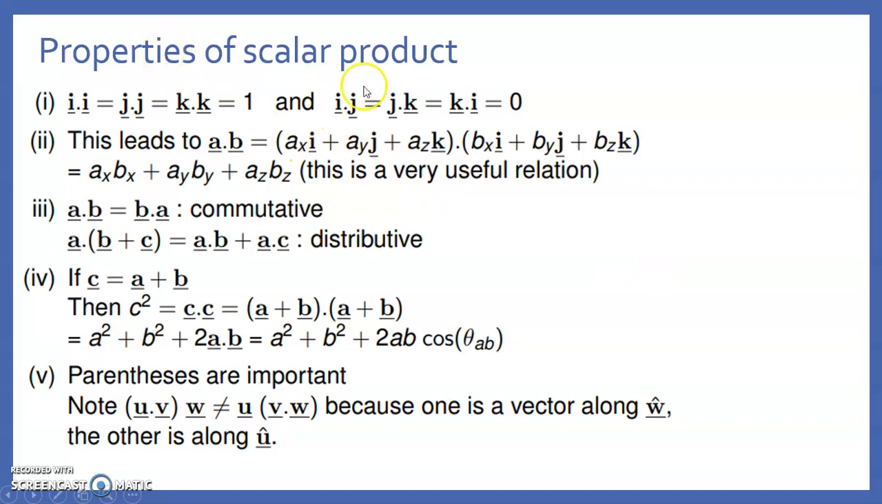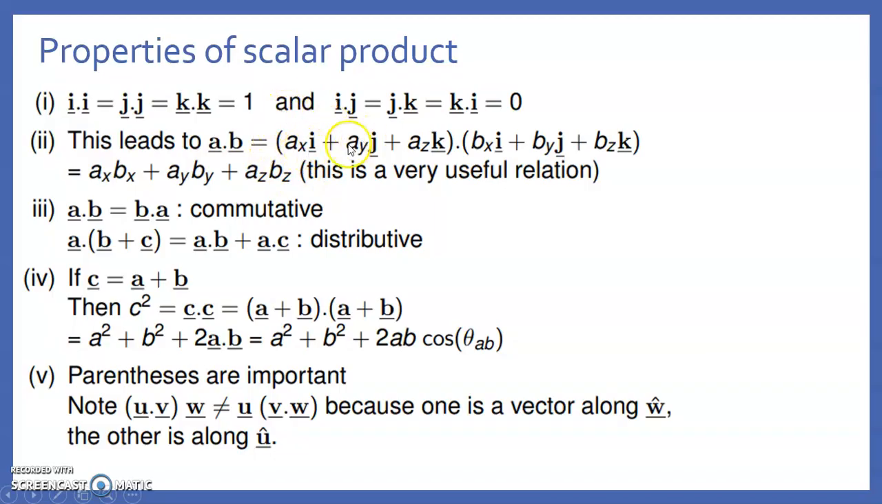Let us see the properties of this scalar product. Same vectors, I dot I or J dot J or K dot K, will be equal to 1. If it is other vectors, I dot J or J dot K or K dot I or I dot K, whatever the combination, it is definitely going to be 0 because the angle between them is 90 degrees.